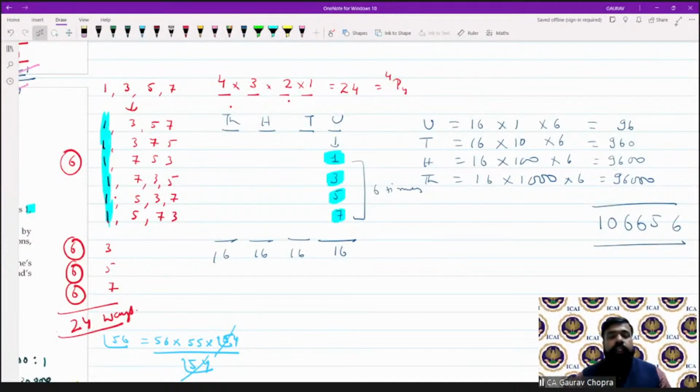So 4 numbers are there. So 24 ways are there. So 24 divided by 4, it is simply 6. So each digit will come 6 times. So therefore, we have to multiply the sum with 6. So the sum was 16 in example number 7. 16 multiplied by 6 and then multiply with 1, 10, 100 and 1000 as per the units place, tens place, 100 and then thousands place. And then we have got the answer. Okay.